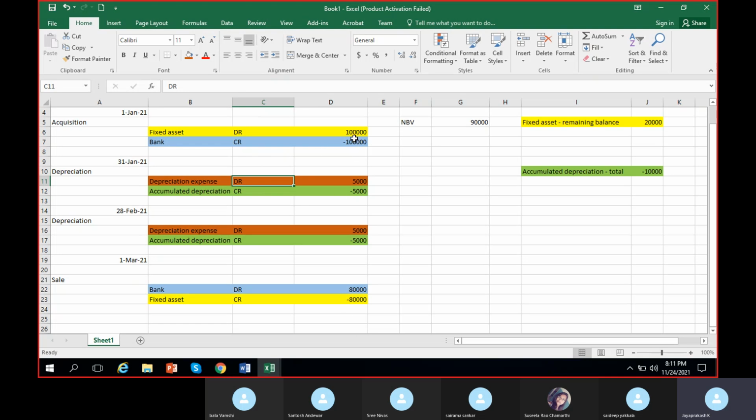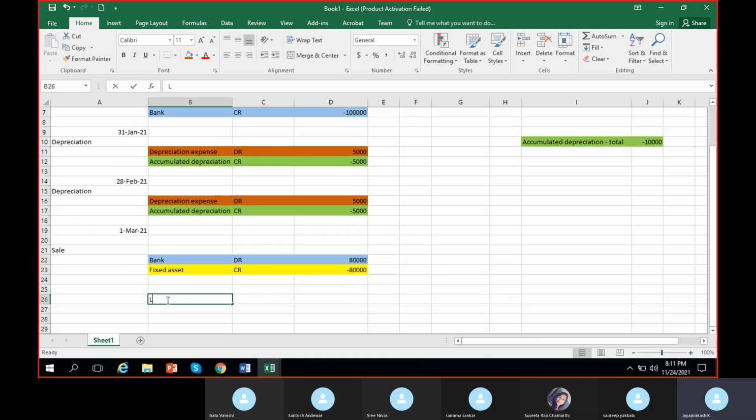So the difference in the bank account is 20,000, right? So out of 20,000, 10,000 is deducted already. So there is another 10,000. So that 10,000 is again loss on sale of fixed asset. This is loss on depreciation of fixed asset. That will be loss on sale of fixed asset. So let's see how we can note it down or account it.